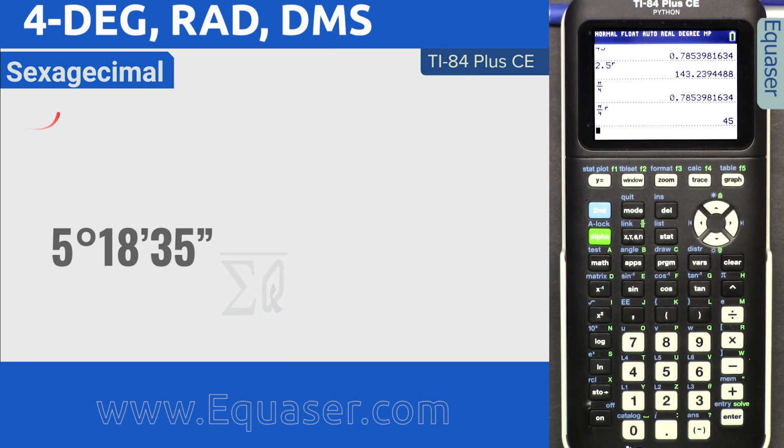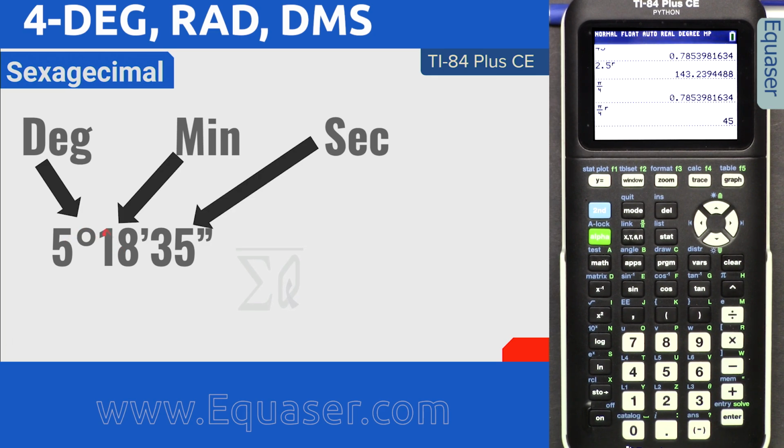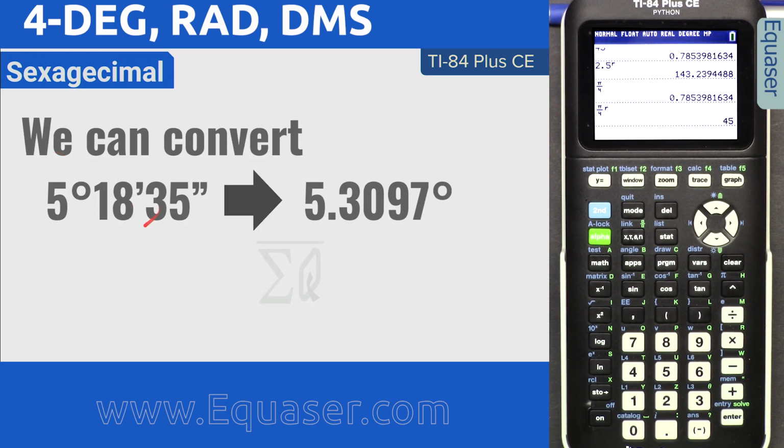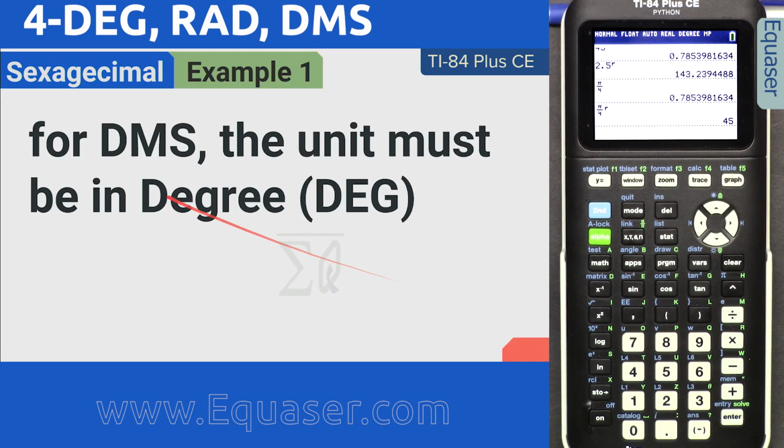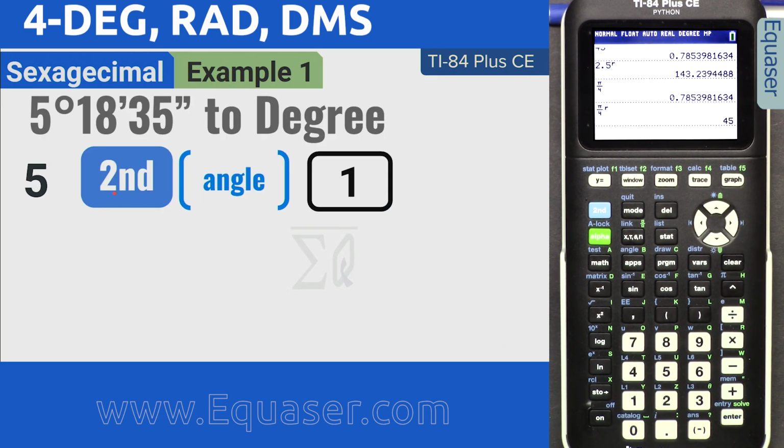Now let's see how we can work with hexadecimal. We have a unit, a value written like this. So 5 degrees, 18 with 1 apostrophe. This is minute, and then 35 with this double quote. This is the second. And we can convert from this format to actual decimal value, or from this value, from angle, to this format. For DMS, degree, minute, second, the unit must be in degree. So we must be in degree mode in here.